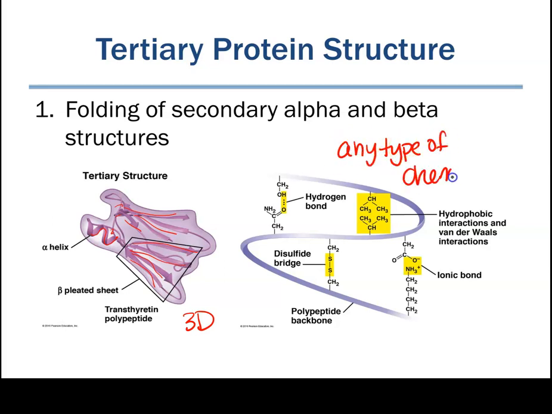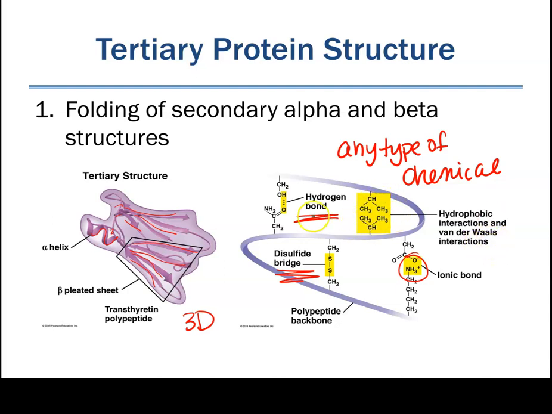So if you think back to chapter 2, we had hydrogen bonds, we had covalent bonds. So this interaction here is a covalent bond called a disulfide bridge. It's just a covalent bond between two sulfurs. We have ionic bonds that are really just attractions between different types of charges. Here we have hydrophobic interactions. So these hydrophobic regions are turning towards each other.